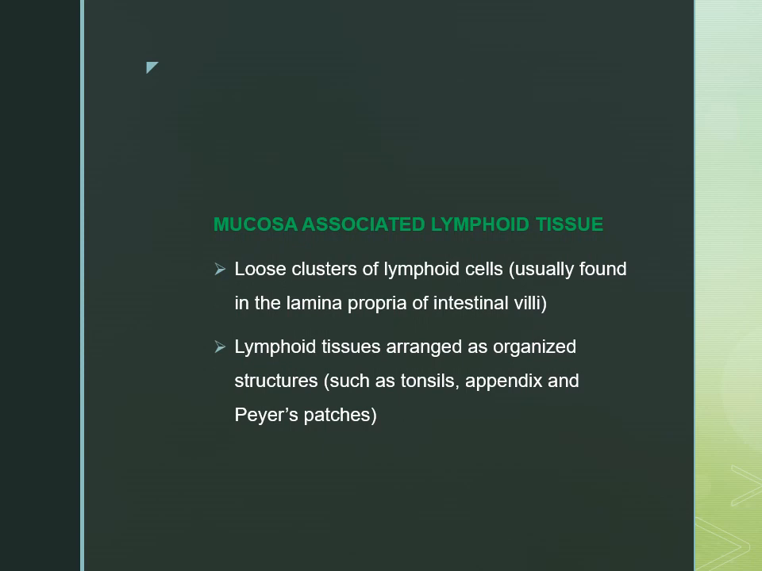Then the third is the mucosa associated lymphoid tissue. These mucosa associated lymphoid tissues are loose clusters of lymphoid cells, and they are arranged as organized structures like in the tonsil and the appendix. Basically the lymphoid cells have been clustered in some places like tonsil, appendix, and Peyer's patches. So they are the MALT tissue. They also play an important role in the immune system. So that's all.